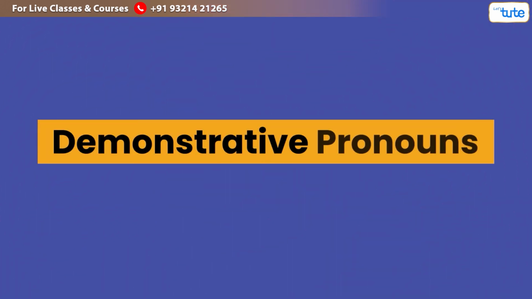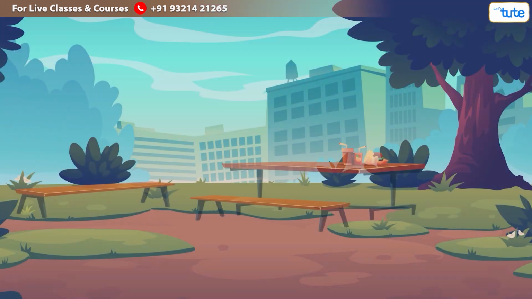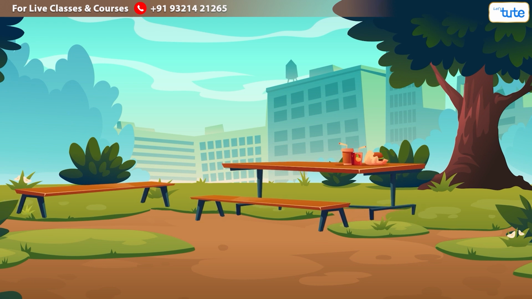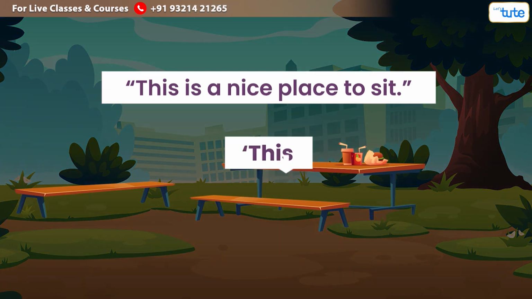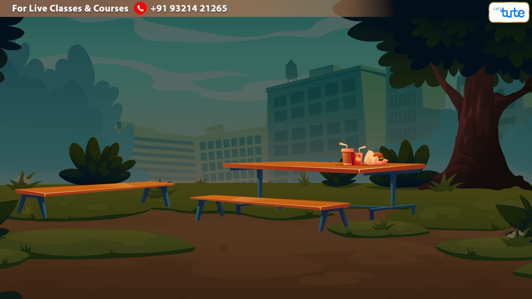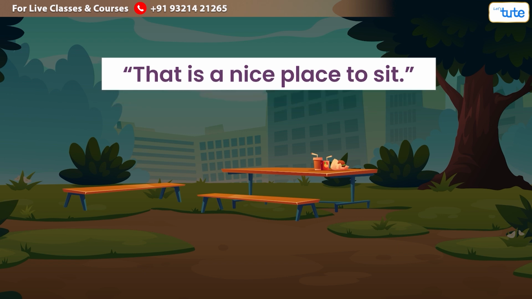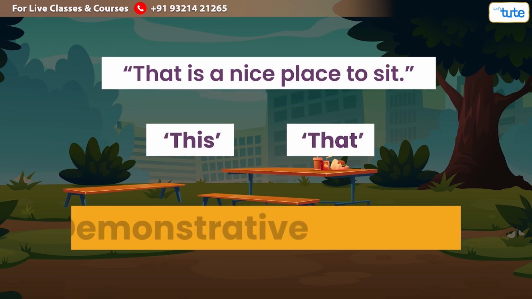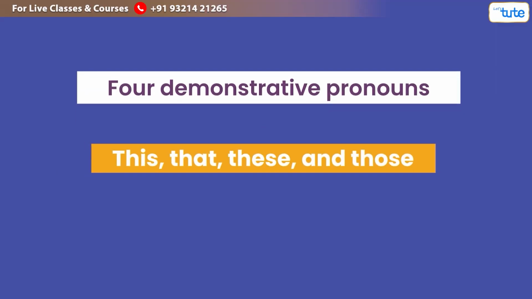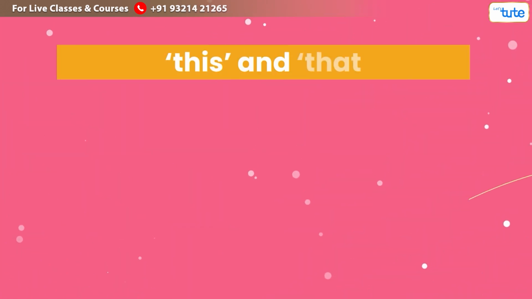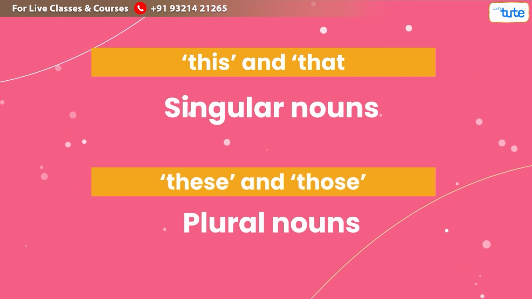Now let's look at demonstrative pronouns. These pronouns indicate something specific within a sentence. Assume you are in a park and you see a bench and say, "This is a nice place to sit." Here, you use the pronoun this to point out a particular bench. Similarly, if the bench was far away from you, you would have said, "That is a nice place to sit." Here, this and that are demonstrative pronouns. There are only 4 demonstrative pronouns: this, that, these, those. This and that are used for singular nouns, while these and those are used for plural nouns.